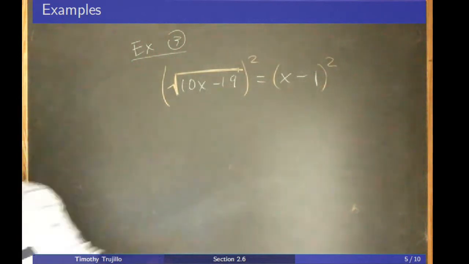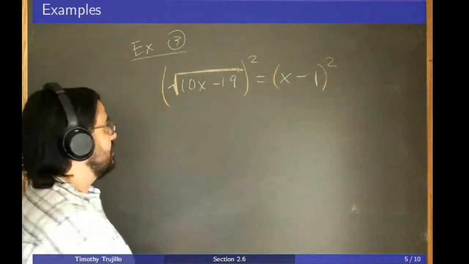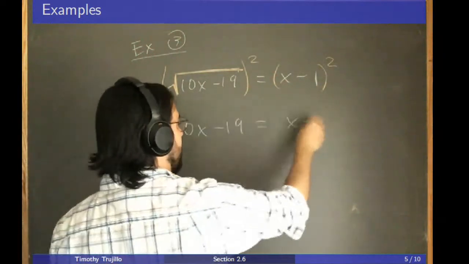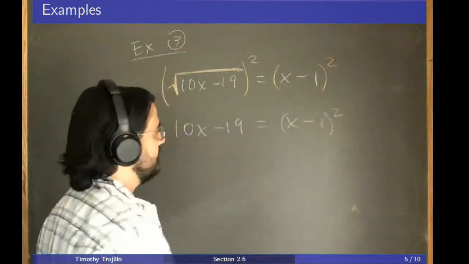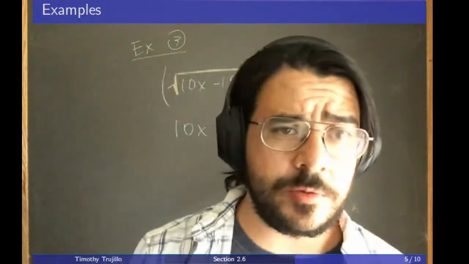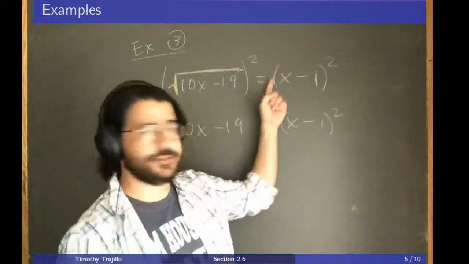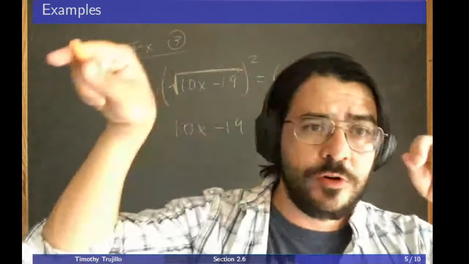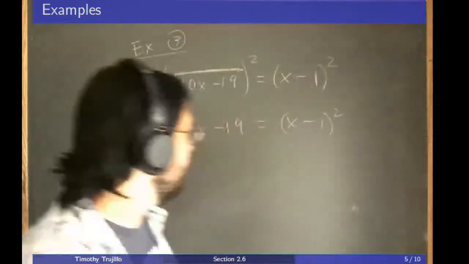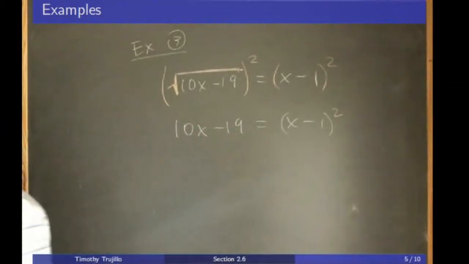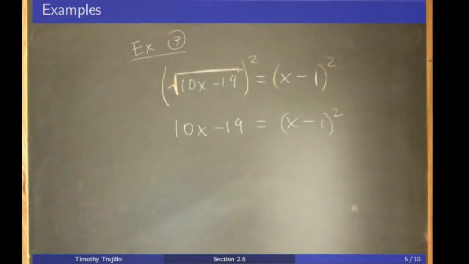Jordan here is pointing out that we get just 10x minus 19, and on the other side we get x minus 1 squared. Now it's tempting at this point, and a lot of students make the mistake of putting plus or minus here. But remember, you only put the plus or minus if you're taking the square root of both sides, and not if you're squaring both sides. If you're squaring both sides, there's no need for two solutions to pop up here. You're just going to square both sides.